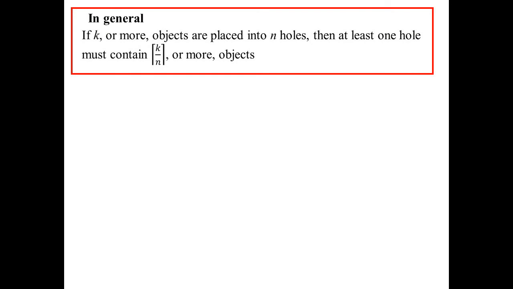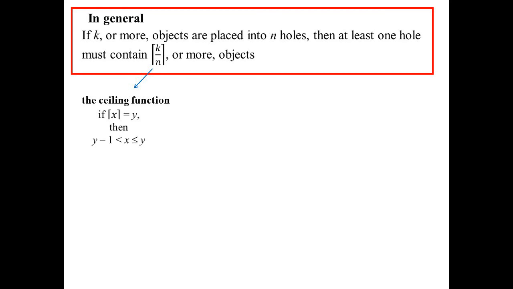To generalise it, if K or more objects are going to be placed into n holes, then at least one hole must contain that expression there, which I'll explain in a second, or more objects. Now, I don't know whether you would have seen this notation before or not. It's what's called the ceiling function. So it's a bracket, but with the bottom cut off. So it just has the top of the bracket and the line down.